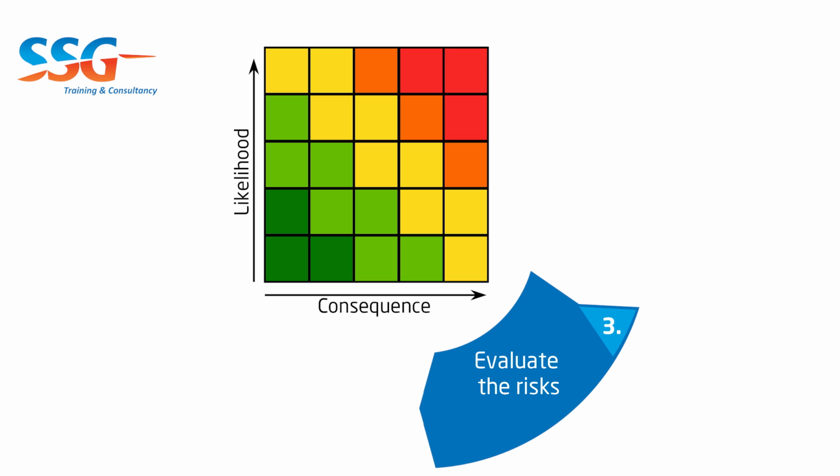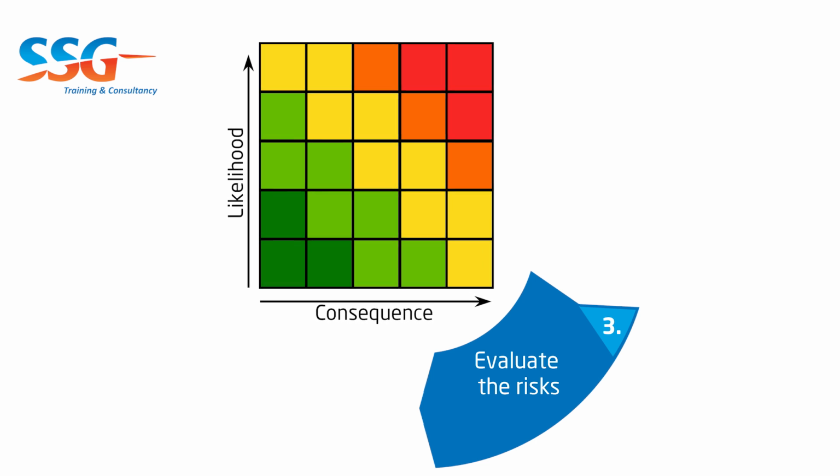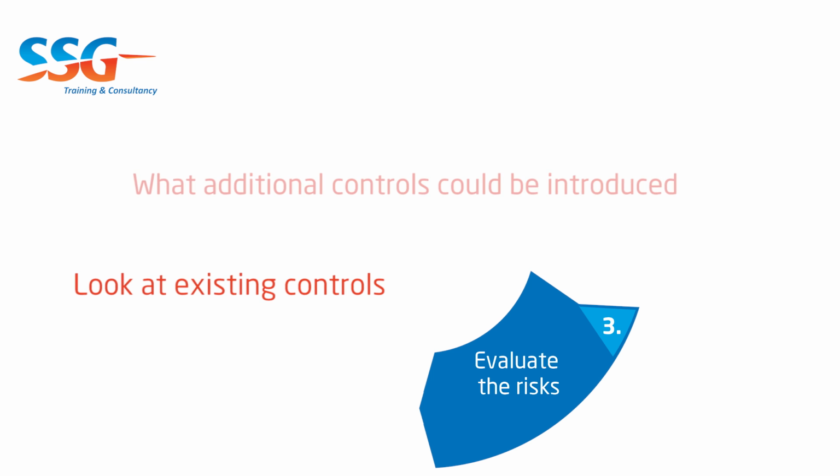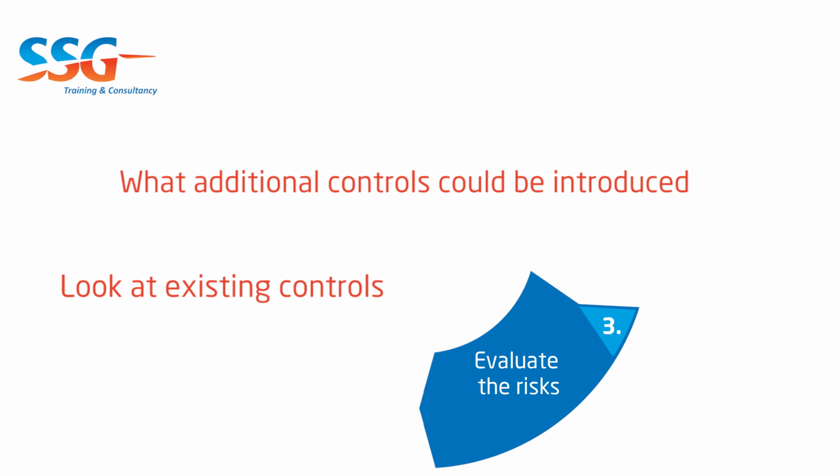Step 3, evaluate the risks and decide on precautions. Here we look at what the likelihood of the hazard causing harm is, along with the worst potential consequences. Look at what existing controls are in place and what additional controls could be introduced to lower the risk levels further. You're not expected to eliminate all risks. What you must do is recognise the main risks and put in place controls to manage them responsibly.